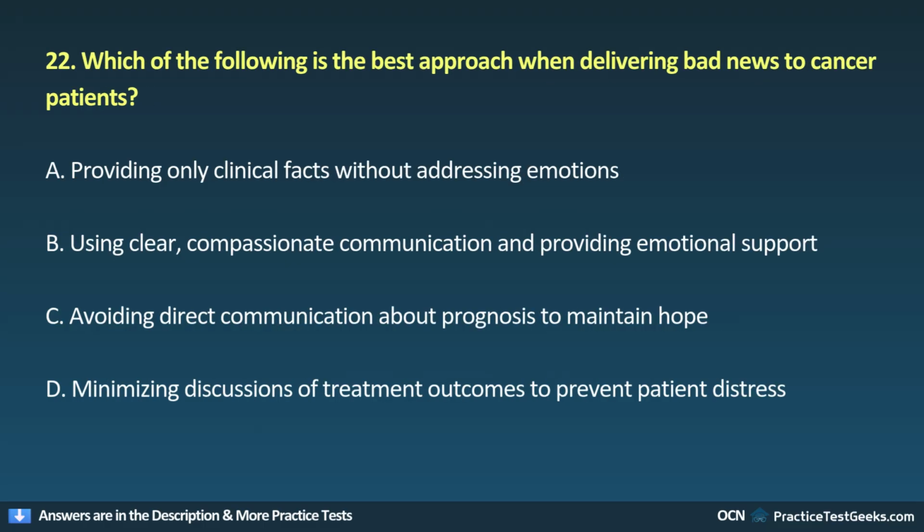22. Which of the following is the best approach when delivering bad news to cancer patients? A. Providing only clinical facts without addressing emotions. B. Using clear, compassionate communication and providing emotional support. C. Avoiding direct communication about prognosis to maintain hope. D. Minimizing discussions of treatment outcomes to prevent patient distress.